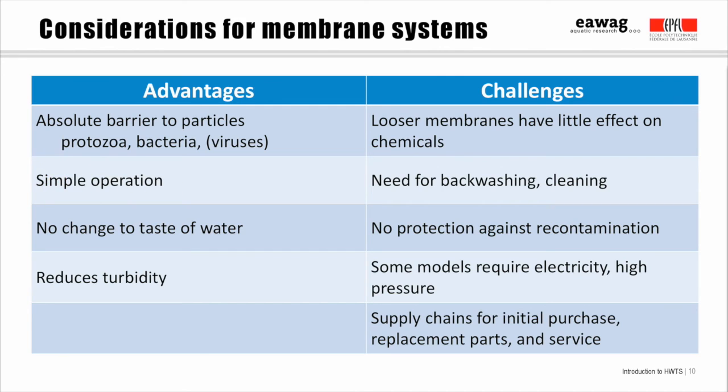Membrane filtration can be very simple to operate, though there is a need for backwashing and cleaning. One advantage is that membrane filtration doesn't change the taste of the water, though it does reduce turbidity, which consumers often appreciate. However, membrane filtration doesn't provide any residual protection against recontamination, so especially if there's not a safe storage container, they're vulnerable to recontamination. Some of the membrane filtration models require electricity or high pressure, and for all of them, supply chains are necessary for the initial purchase, but also for replacement parts and services.